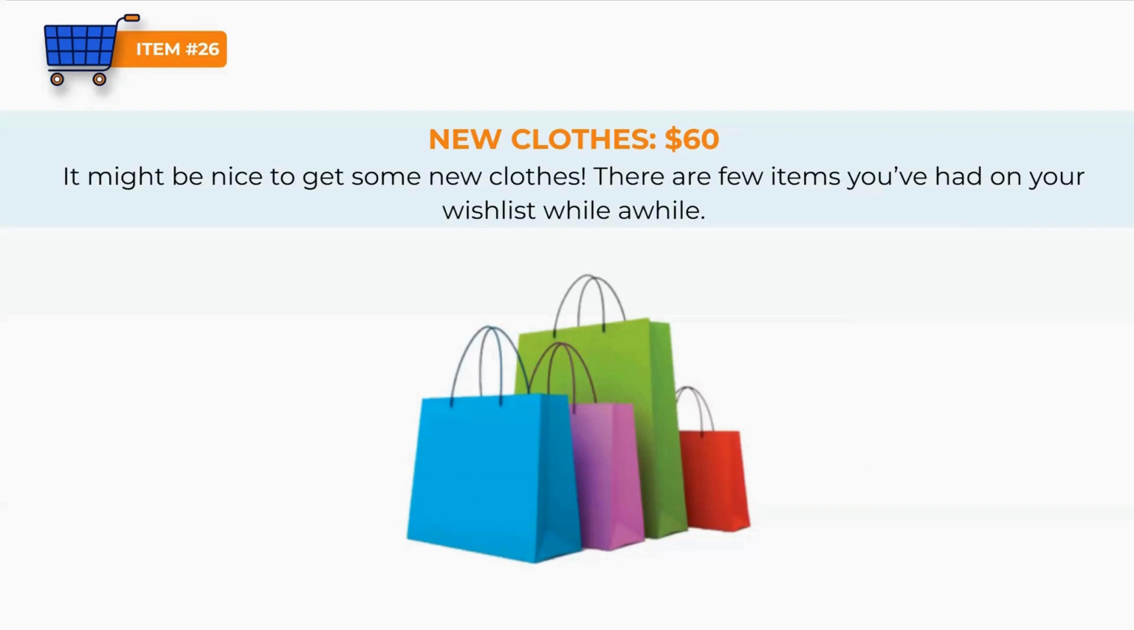It might be nice to get some new clothes. There are a few items you've had on your wish list for a while. And here's the other part. This is what makes it so hard. And this is about opportunity cost. You will go forever without buying new clothes because you're trying to be a champ or you're broke, one or the other. And then you walk by a shirt or a jacket or some pants that you like, and you think, I don't get this now, it'll be gone in a month.